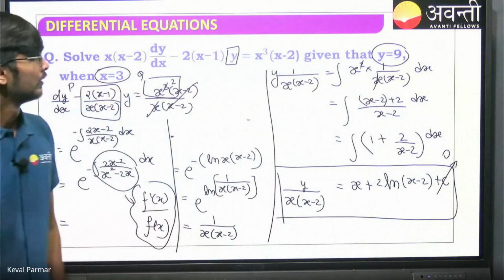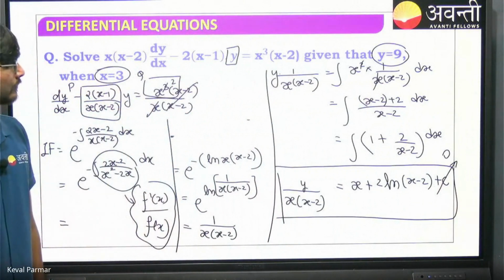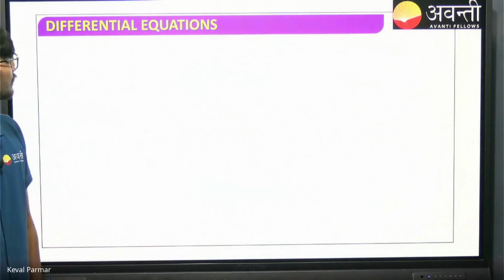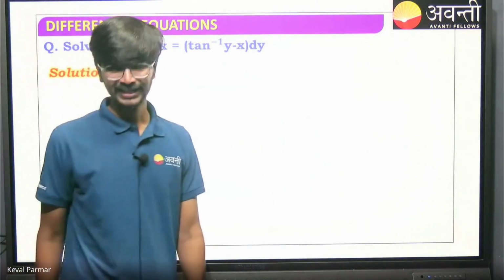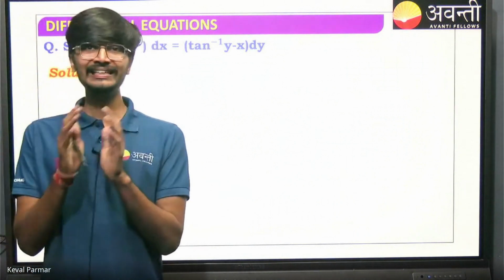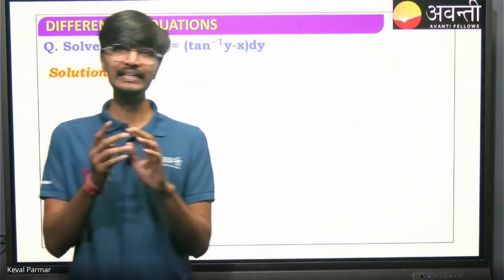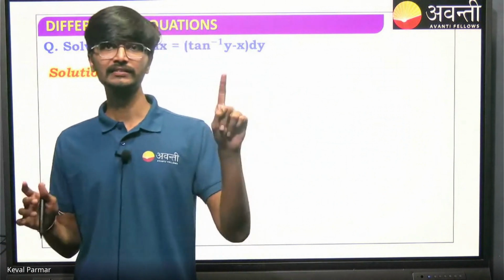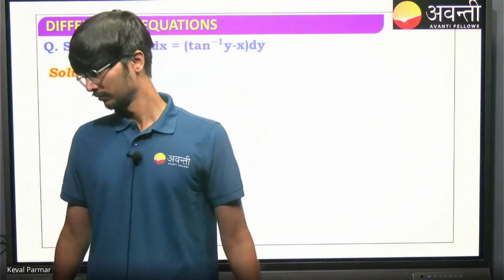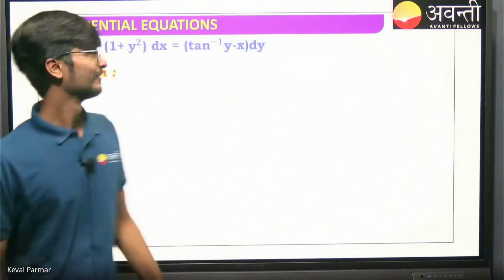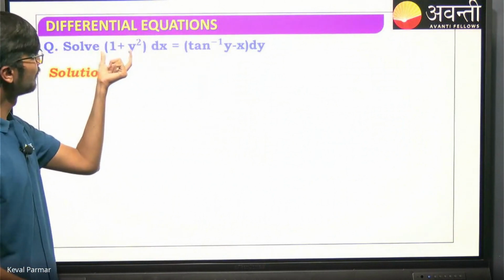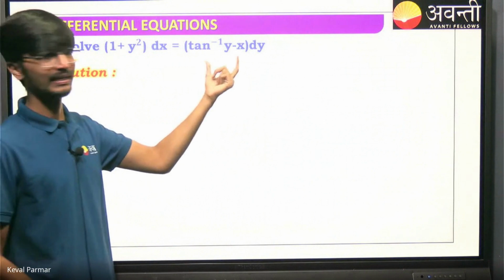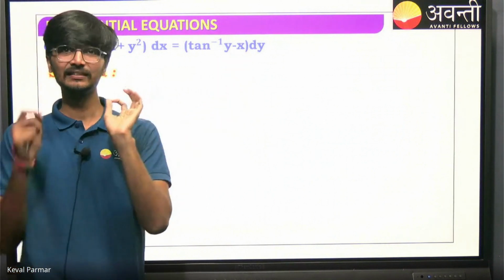Okay, let's look at this question. Again, to see if it is linear in x or linear in y, check whether x is single or y is single. Got it? So here, see there are multiple y terms: 1 plus y square, tan inverse of y. But x is only once, which is x.